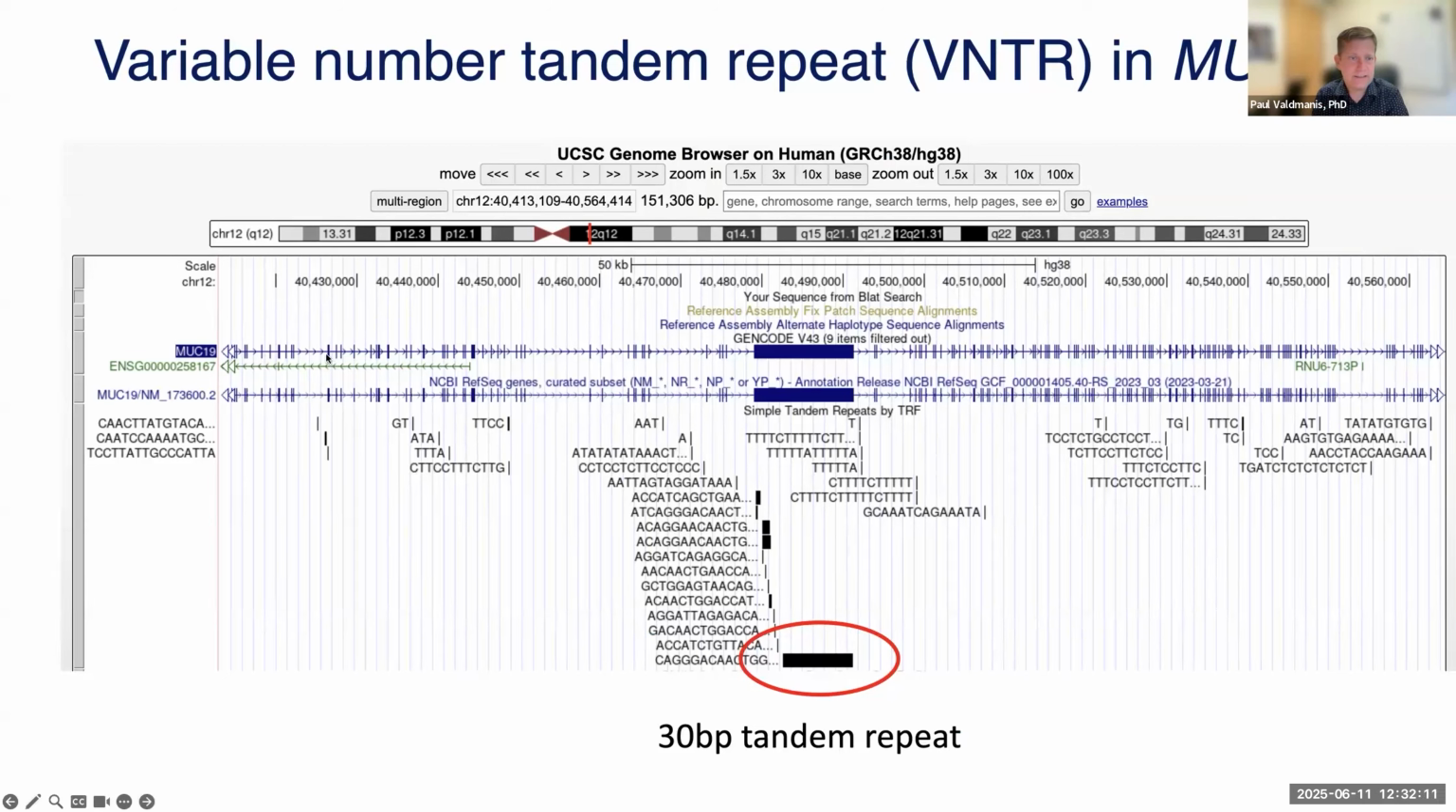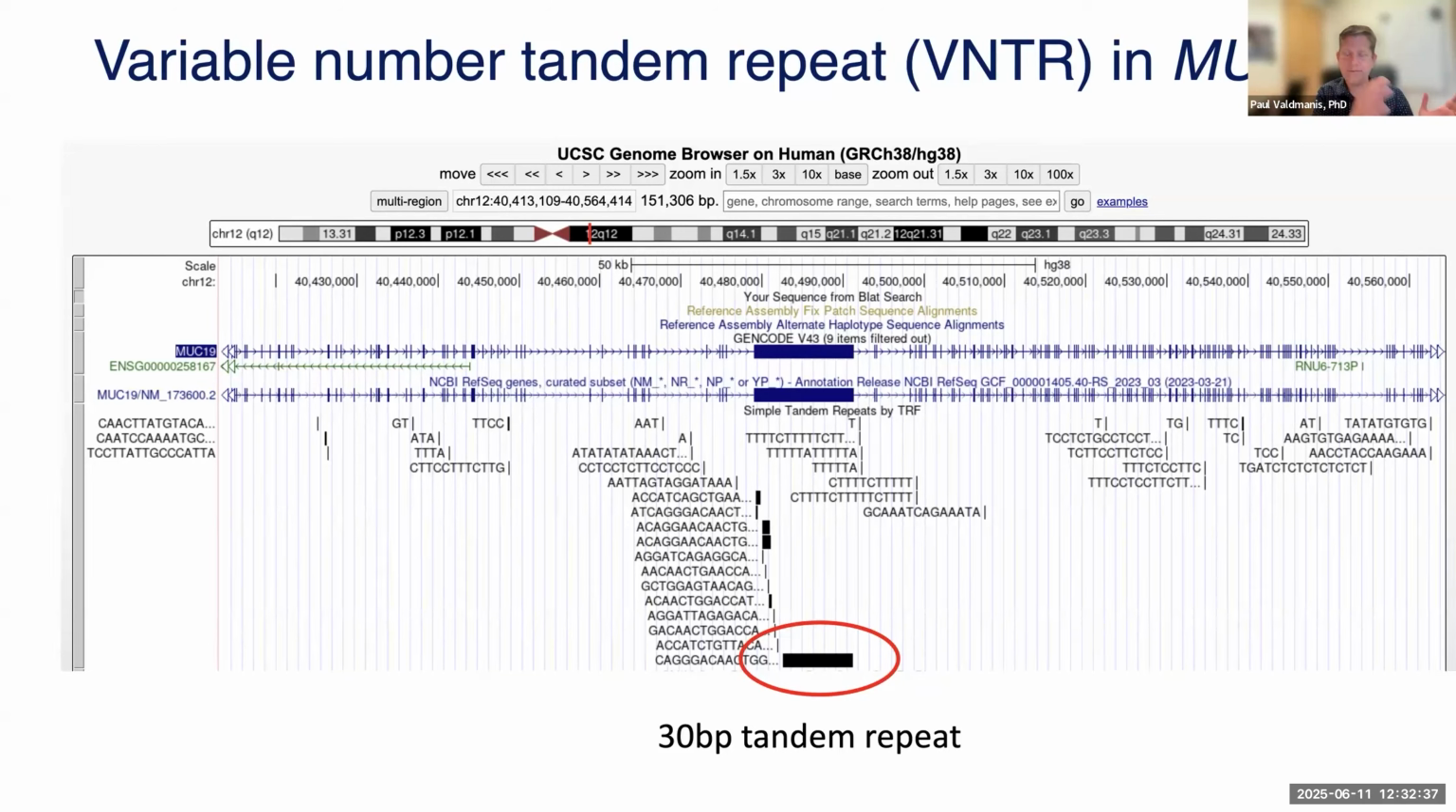This is a UCSC plot of MUC19. You can see the many exons here in these thick blue bars that are present before and after this section. This is one exon that has a 30 base pair variable number tandem repeat, and the VNTR covers almost the entire exon. This exon is over 10,000 base pairs in length.